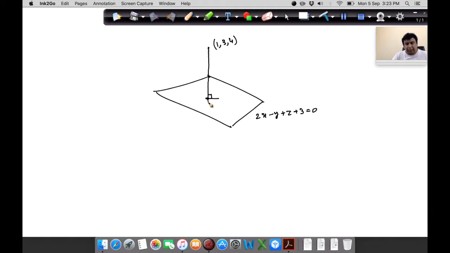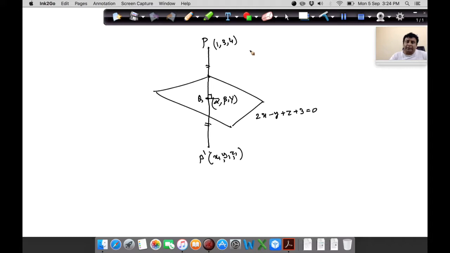From there, go an equal distance down, and this will be your image. Suppose this point is P, then this point P dash is to be found out. Let's take the foot of the perpendicular as alpha, beta, gamma. And let's call this P dash, let's call it Q, as x1, y1, z1.